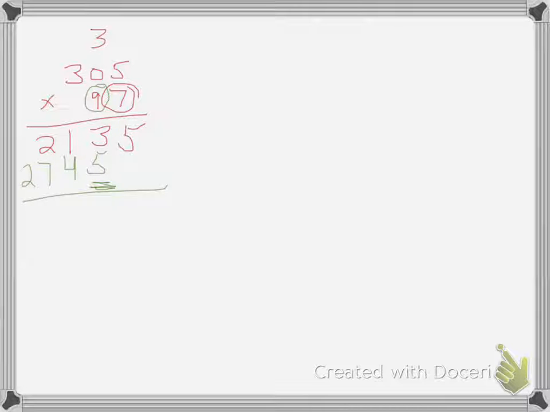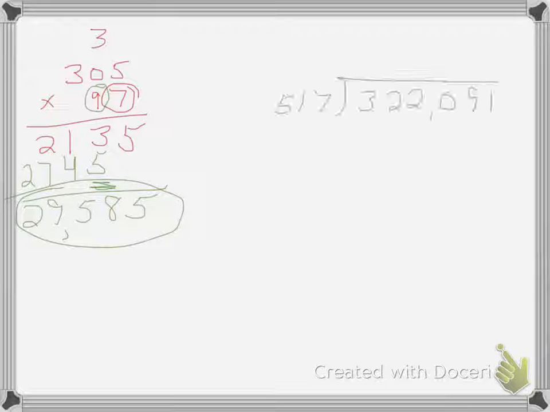Then we add our partial products. 5, 8, 5, 9, 2. Put in your comma and circle your answer. For our next problem, now we have a division problem.